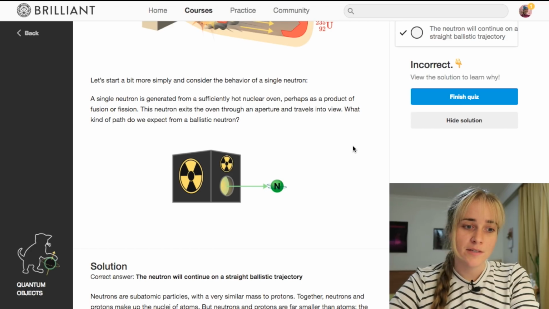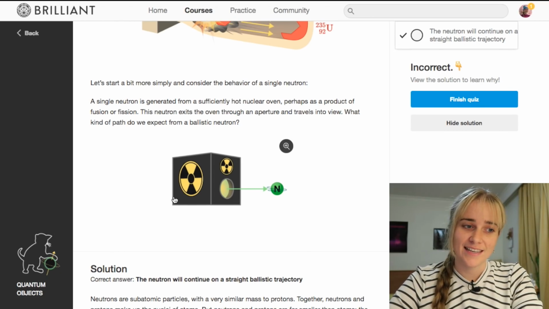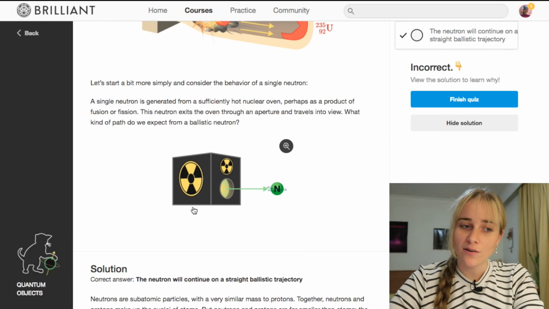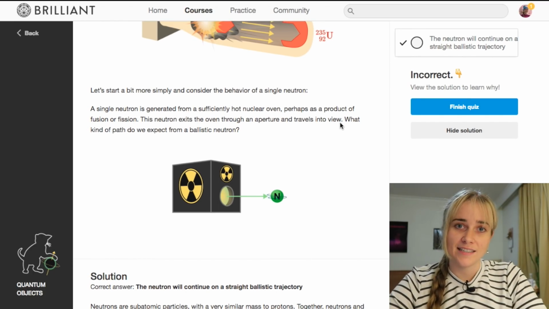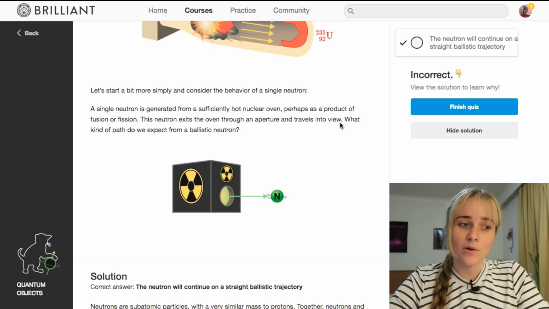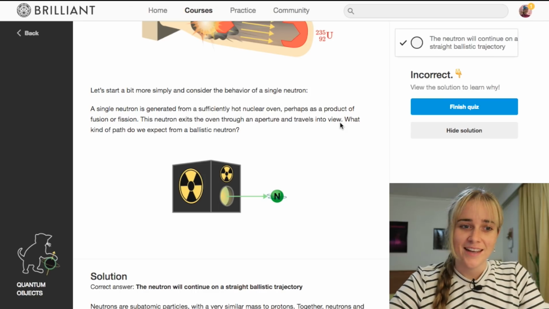But what we're going to be using neutrons for here is something I have mentioned before, which is the Stern-Gerlach Experiment. That is something where you fire neutrons through magnets and you learn about fundamental quantum properties such as spin. So in this picture you can see we've got a hot nuclear oven, and it is spitting out a single neutron. One of the first questions here to establish some understanding is, what kind of path do we expect this ballistic neutron to take?